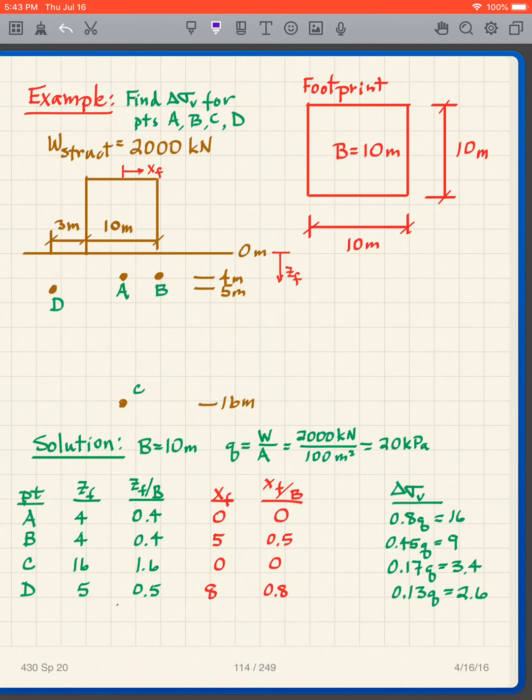We're going to create a Q. Q is what? Q is the surface stress. It's simply weight divided by the area. In this case, we have a 10 by 10, so the area is 100 square meters. The weight is 200 kilonewtons. And so we get that our Q is 20 kilopascals.